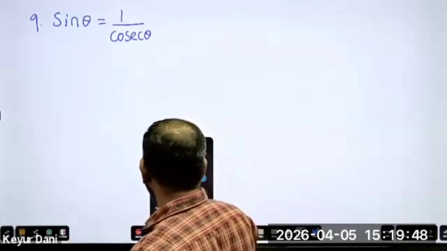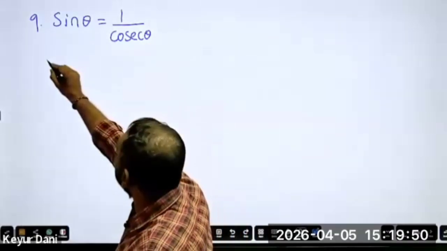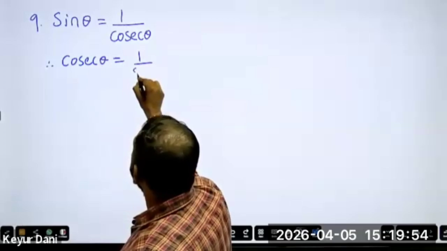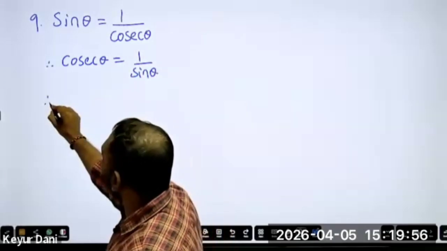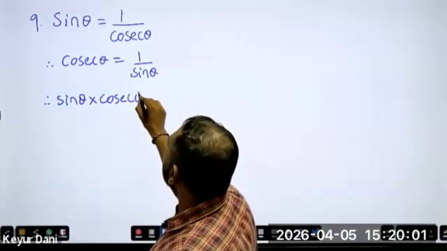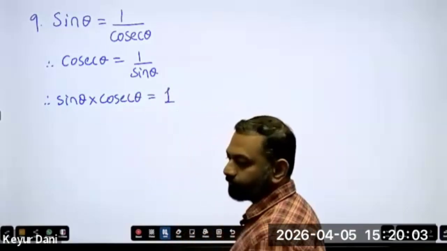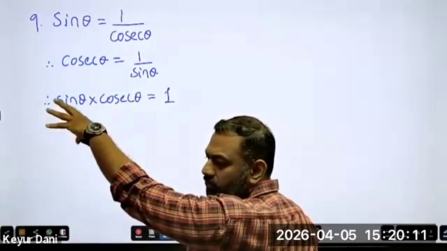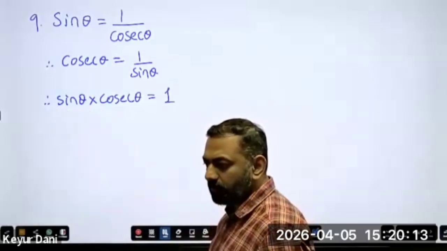Now can I say from here, cosec theta is 1 upon sine theta, and if I cross multiply them, what do I get? Sine theta into cosec theta is equal to 1. Correct? Yeah, correct. Just taking the terms on the other side. So sine theta into cosec theta is 1.